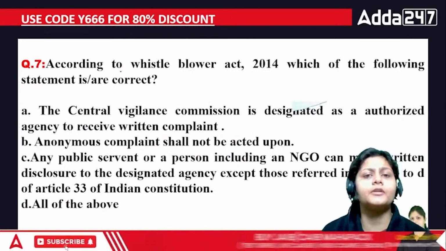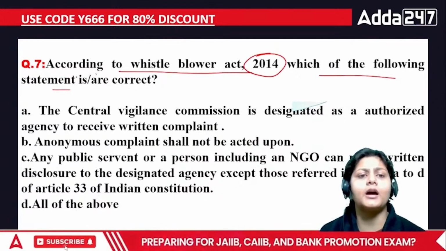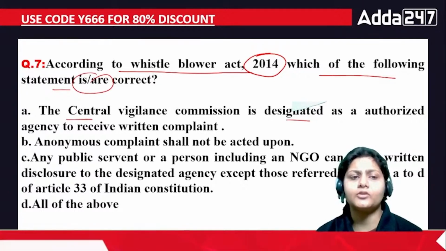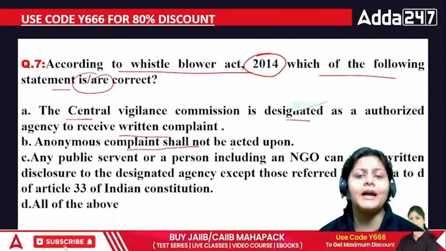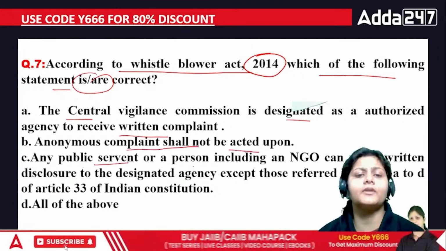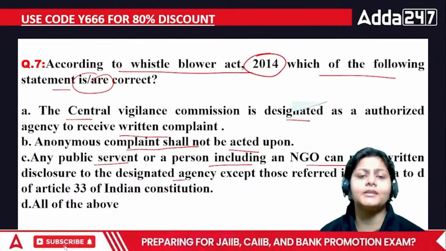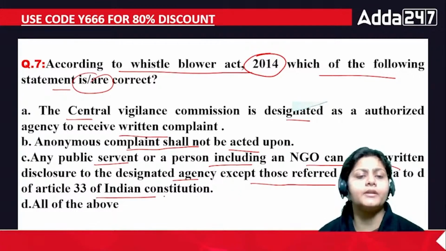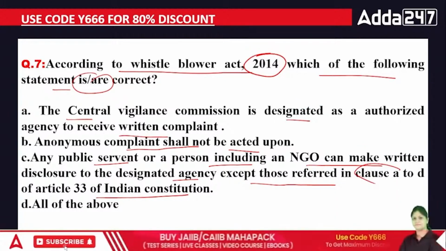Question 7 is: according to the Whistleblower Act 2014, which of the following statements is or are correct? Option A is the Central Vigilance Commission is designated as an authorized agency to receive the written complaint. B is anonymous complaints shall not be acted upon. C is any public servant or person including an NGO can make a written disclosure to the designated agency except those referred in clauses A to D of Article 33 of the Indian Constitution, and D is all of the above. Which one is the right answer?